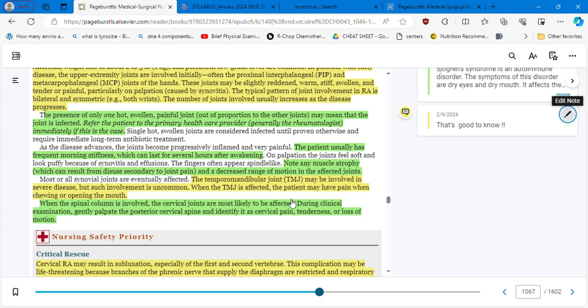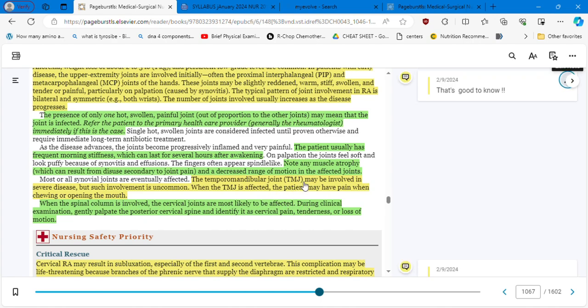The temporomandibular joint, which is the one next to the ear, right, next to the earlobe, and it's the beginning of the mandible, right? So whenever you are eating, you can feel the bone next to your mandible and low below the ear. Okay, that's the temporomandibular joint. It may be involved in severe disease, but such an involvement is uncommon. When the TMJ is affected, the patient may have pain when chewing or opening the mouth.